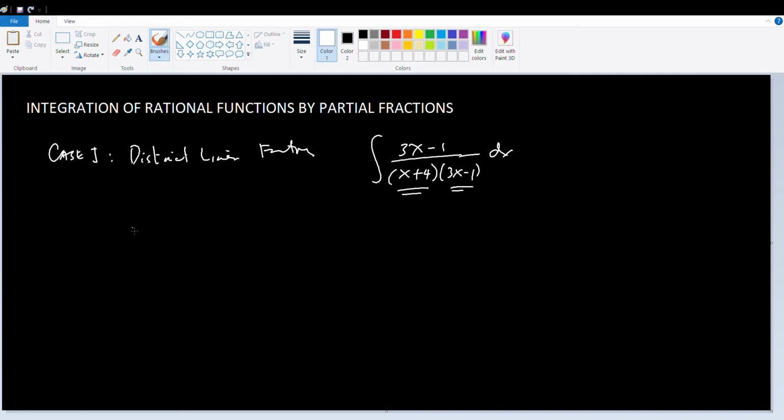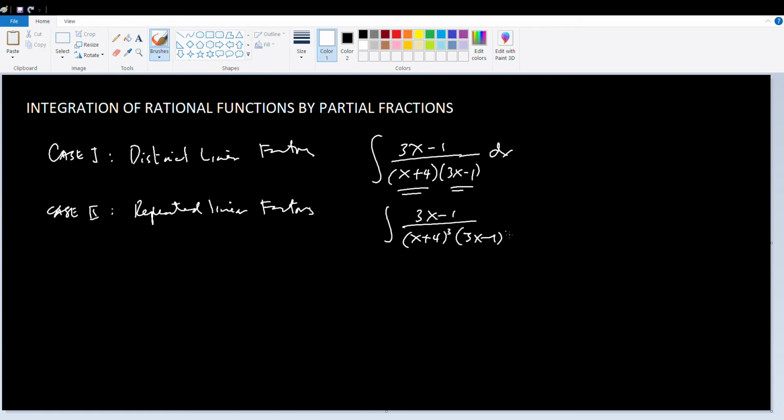The second case is you have repeated linear factors. For repeated linear factors, example is 3x minus 1 over (x plus 4) raised to the power of 3 and (3x minus 1) raised to the power of 2. Both factors are linear, but they are repeated because of the exponents 3 and 2.